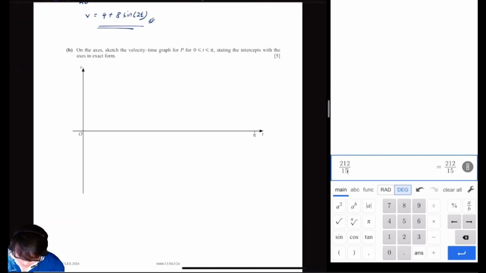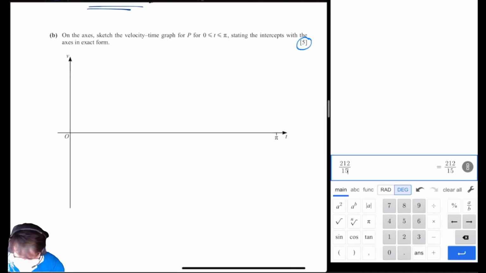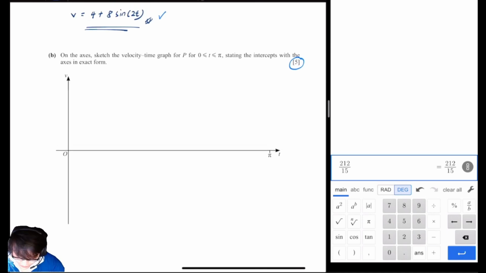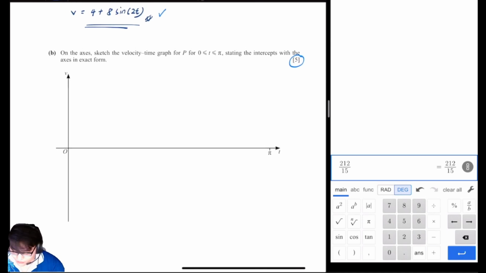Okay, part B, on the axis, sketching. It's about sketching your graph. So technically, if you don't find your equation, you can't really sketch anything here, and it's worth a lot of marks. So make sure you really get the first part correct. Otherwise, I believe there is no error carried forward here. So you will be losing marks for not being able to get the first one and then the second one. So this paper is really punishing in a sense.